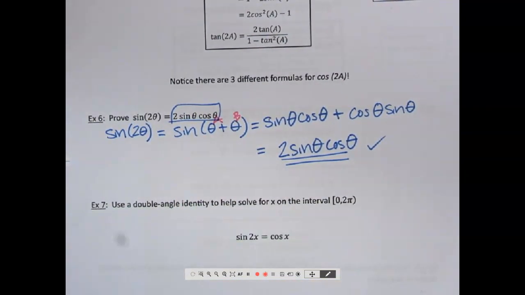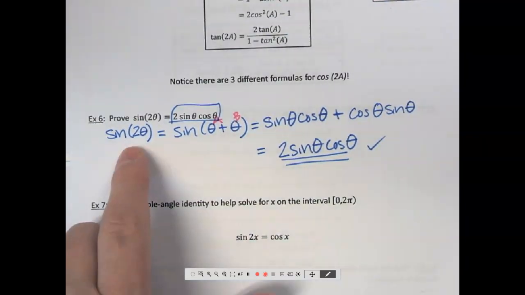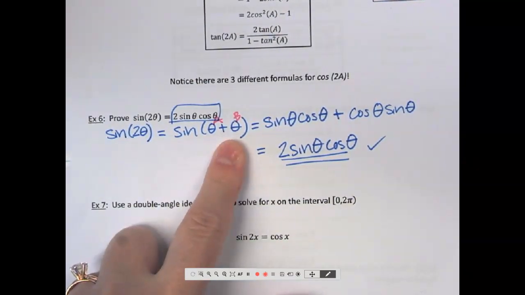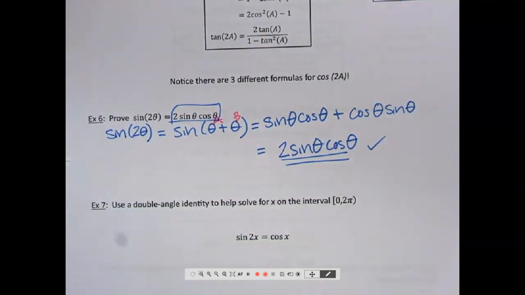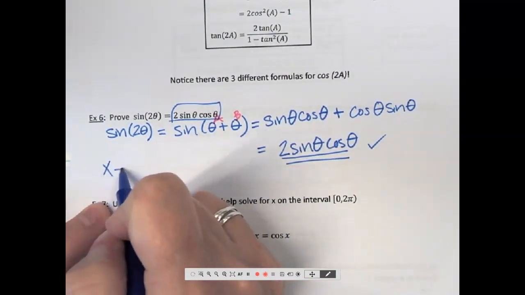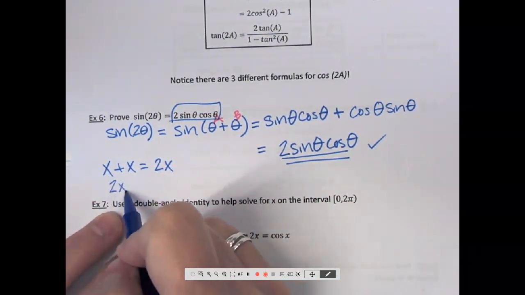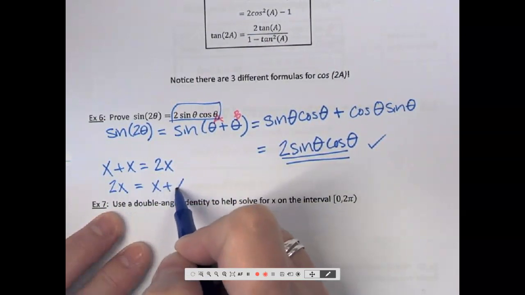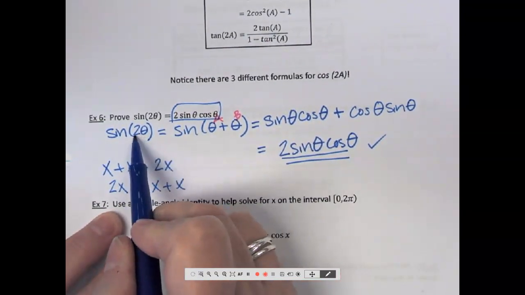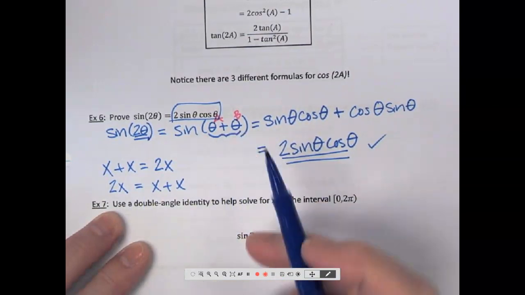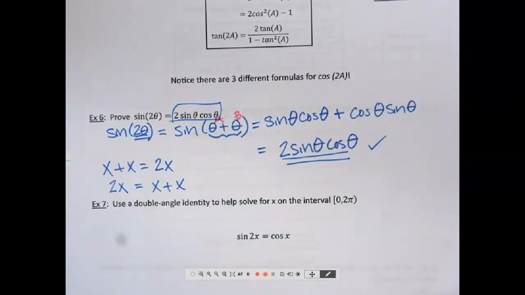Question? I changed 2 theta into theta plus theta. Just like 2x is x plus x. If you have x plus x, that's 2x, right? So I was just taking 2x and changing that into x plus x. So I took 2 theta and changed it into theta plus theta, so that I could use that sum formula that we used yesterday. Okay, any other questions on that one?